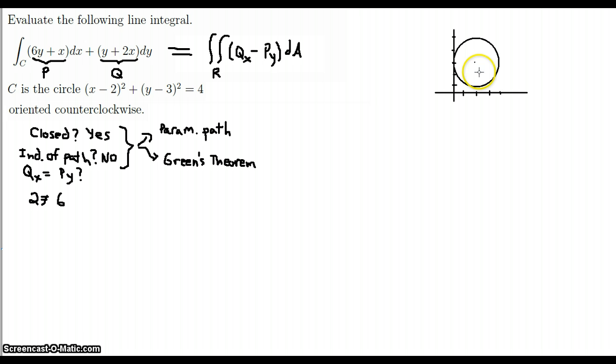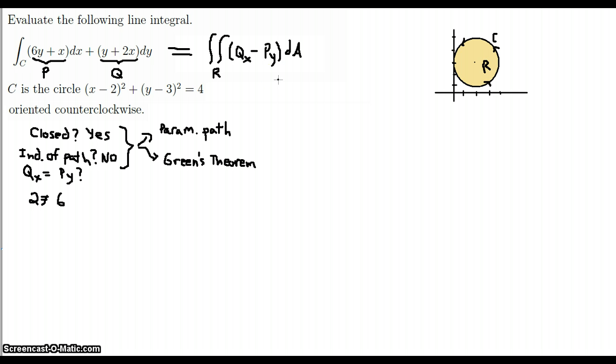We could parameterize that. It's going to be hard. We could. But instead we're going to use Green's theorem, and the interior region, R, that we're discussing is that. So the curve C, let me just denote it here. The curve C, counterclockwise orientation, and the interior is R.